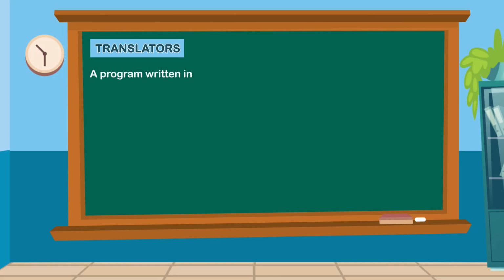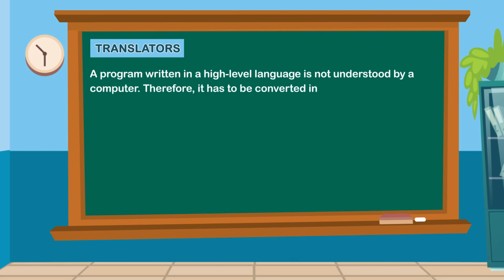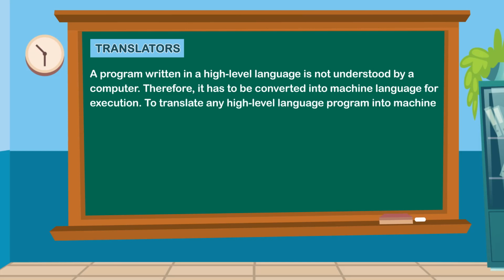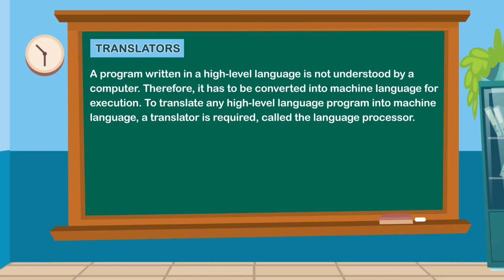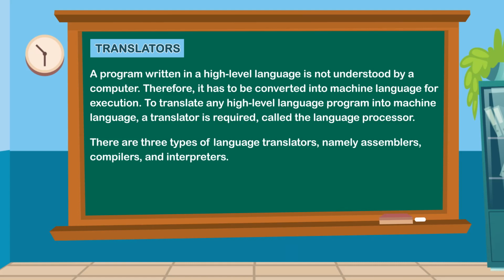Like we know, when a program is written in a high-level language, it is not understood by a computer. Therefore, it has to be converted into machine language for execution. So, to translate any high-level language program into machine language, a translator is required called the language processor. There are three types of language translators, namely assemblers, compilers, and interpreters.